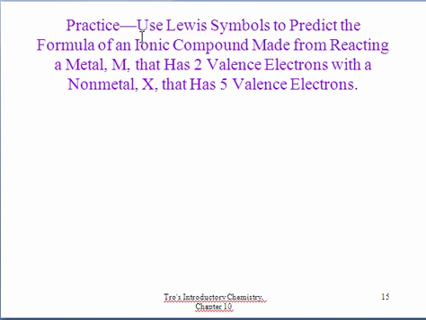Okay, so use the Lewis symbols to predict the formula of an ionic compound made from reacting a metal that has 2 valence electrons with a nonmetal that has 5 electrons. So using the technique that we just looked at, pause the slide and see if you can come up with the right answer.